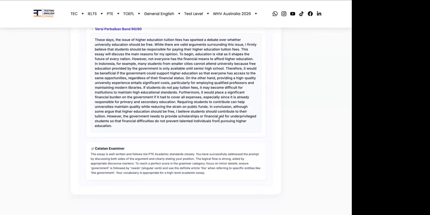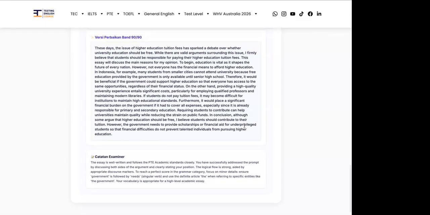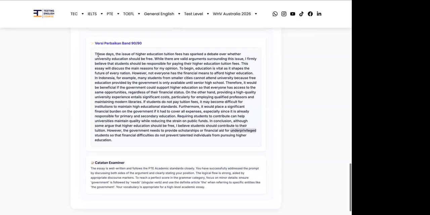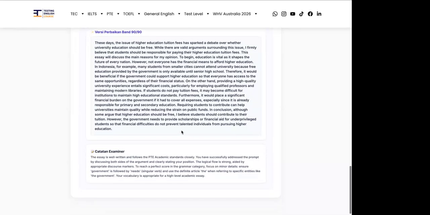Dan kita lihat untuk. Dia gunakan underprivileged. Wow, nice. Dia bilang perbaikan untuk skor 90. These days tetap dia pakai punya Miss. Tetapi dia kasih requiring student to contribute can have investment in quality using strains on public funding, public funds. Strain itu seperti beban lah ya on public funding. And however, the government needs to provide scholarship or financial aid. Oh, this one is nice. Financial support, financial aid for underprivileged students to prevent the talent.